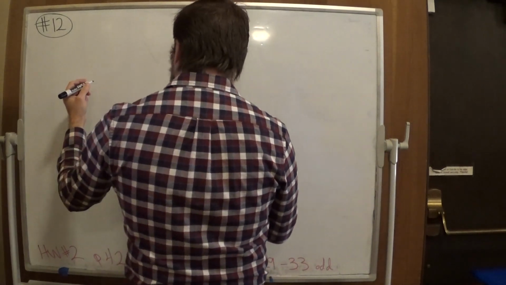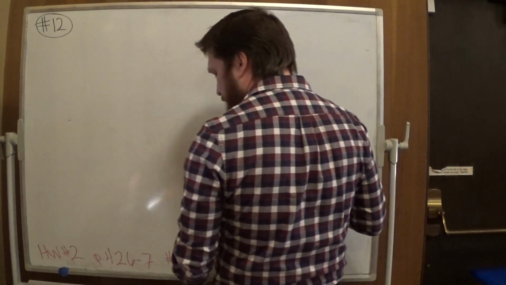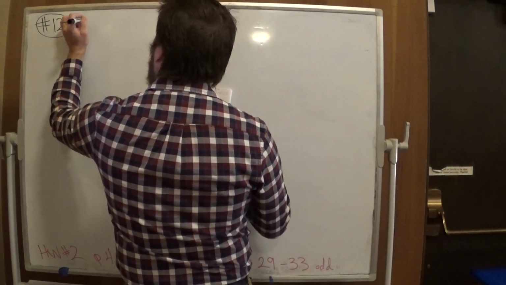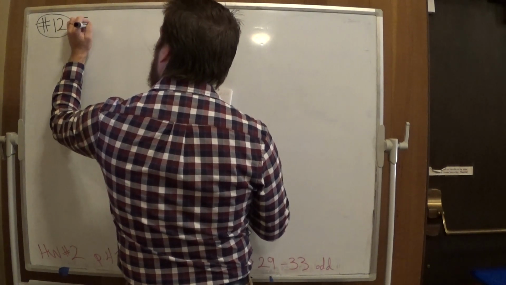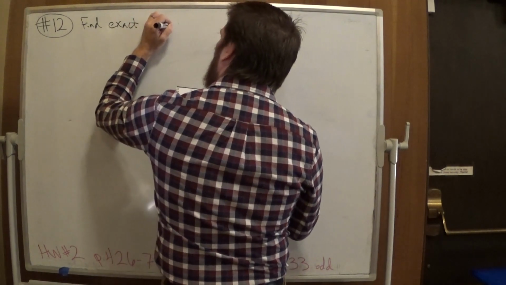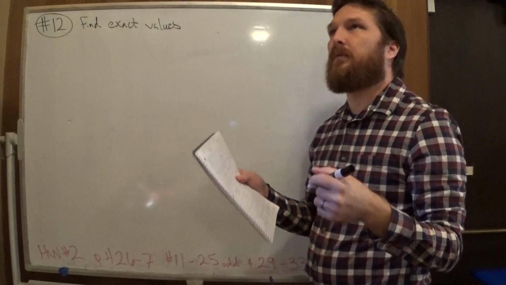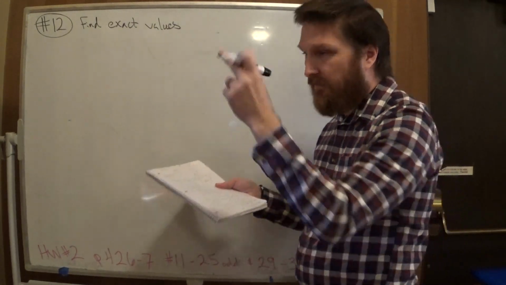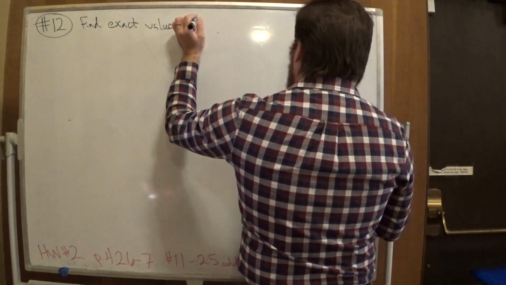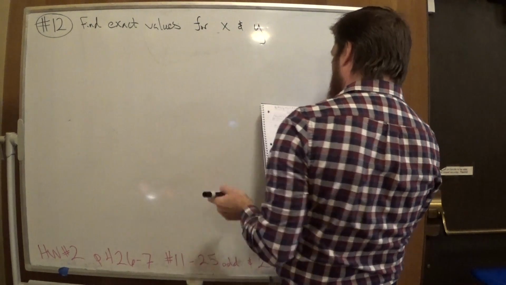So this is number 12 from the homework. It's not part of the homework because these are odd, just like last year. This is the kind of thing we're going to do: find exact values. Anytime they say exact values, we're talking about something like 1 over the square root of 2. Don't plug that into your calculator and find 1 divided by root 2. Exact values for x and y. And they're going to give you something like this.